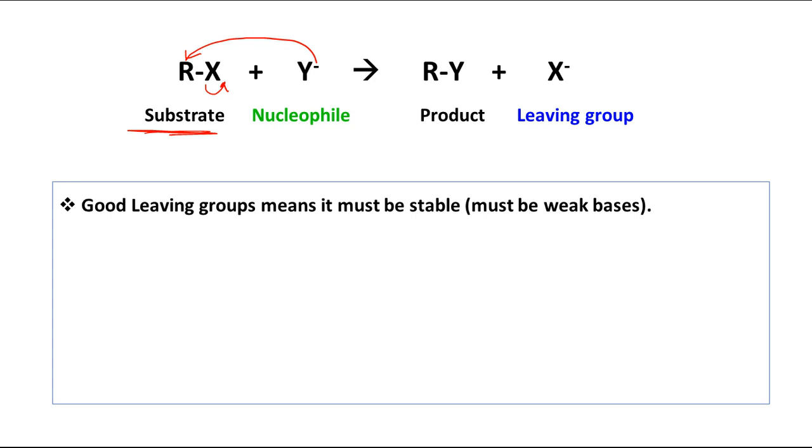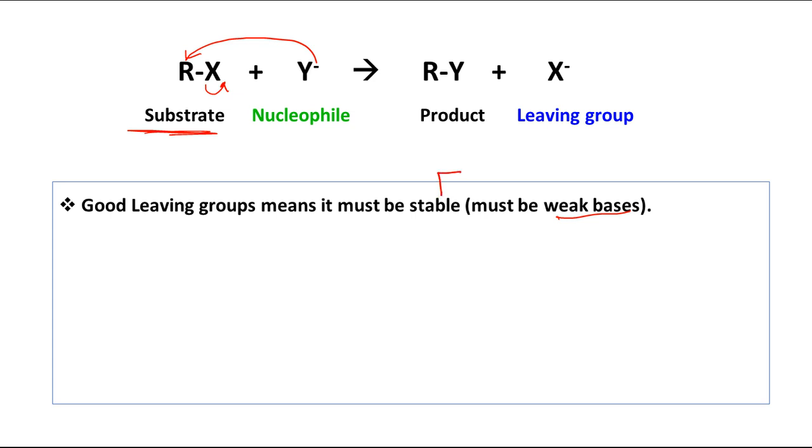Now how to know whether it is a good leaving group? The simple answer is it must be stable, because when it is stable, then only the equilibrium can be shifted from left hand side to right hand side. And in bracket it is mentioned that it must be weak base. Now why it is so, that we will understand in a few minutes.